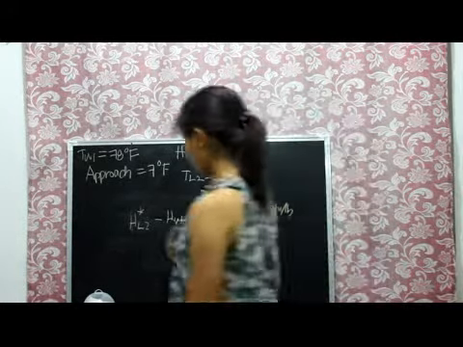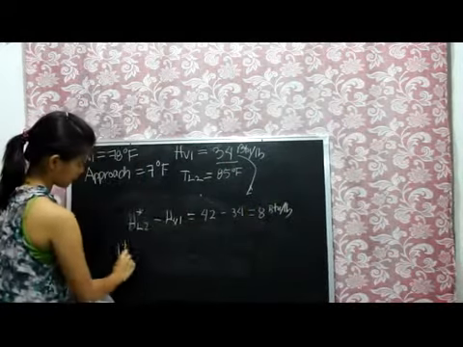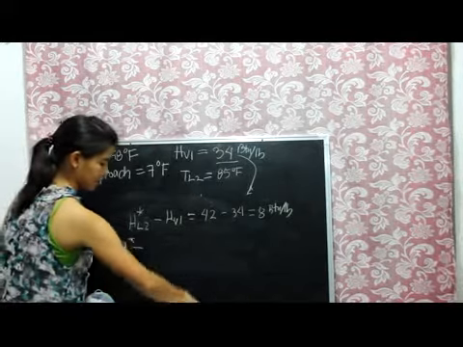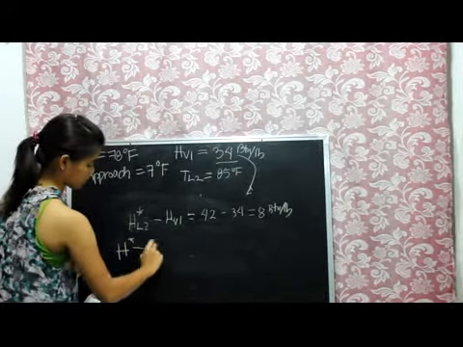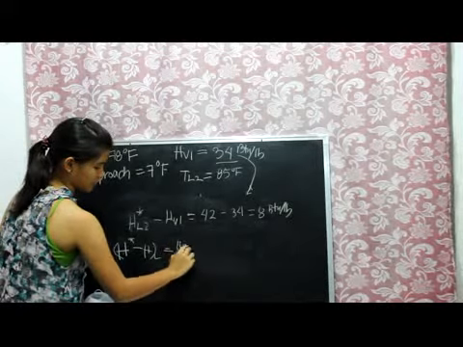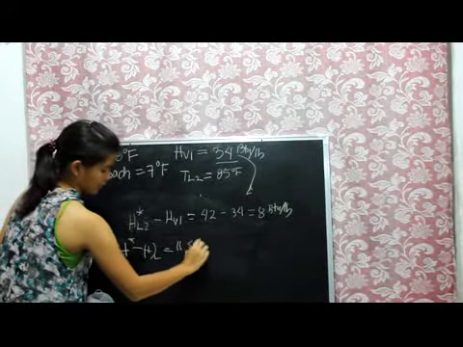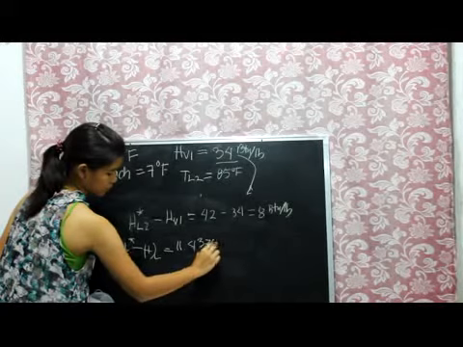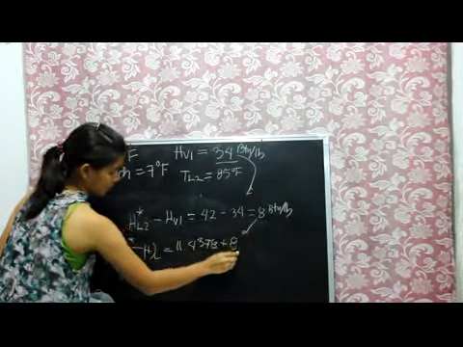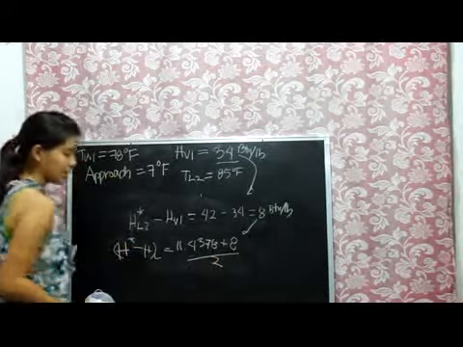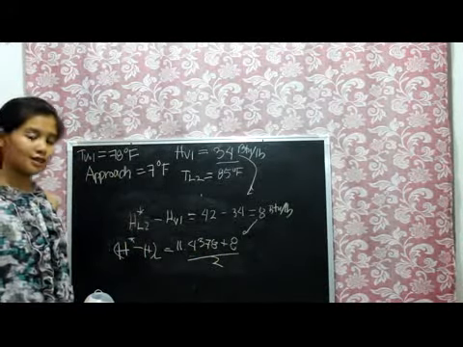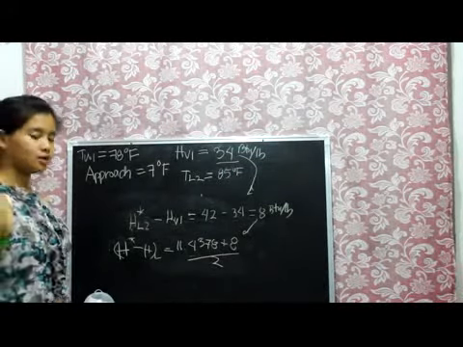So to get H star minus H for the liquid, let's just get the average of 11.4378 plus 8 divided by 2. And from this, we could get an answer that is equal to 9.7189 BTU per pound.